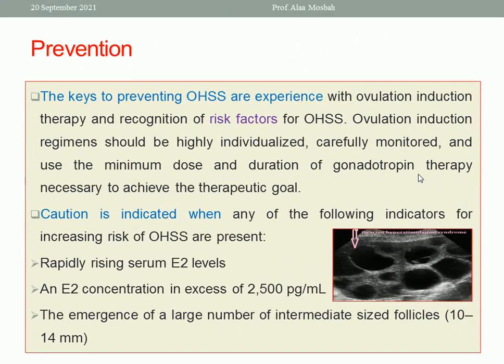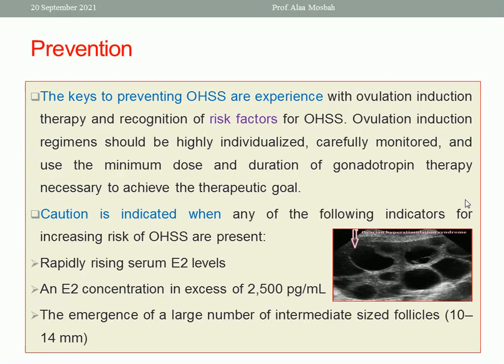How to prevent ovarian hyperstimulation syndrome? This is a very important question. The keys to prevention are experience with ovulation induction therapy and recognition of risk factors for ovarian hyperstimulation syndrome. We should know that the ovulation induction regimen should be highly individualized. What is suitable for one case is not suitable for another. And you should know the risk factors like PCOS. Take care about cases with PCOS, for example.